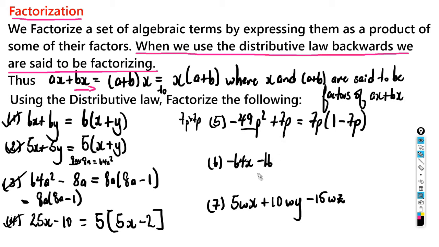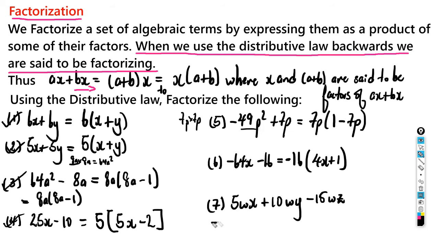All right, cool. Now for this one, we have a negative 64x and we have a negative 16. 16 can actually factor into negative 64 and negative 16, right? So if I factor out a negative 16 for this question, I'm going to end up with 4x plus 1 inside the bracket. Cool. And that will give me my answer.